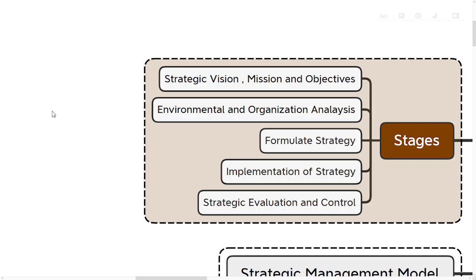Now there are details within these points. Strategic vision, mission and objectives we have already seen. In environmental and organizational analysis, this stage is a diagnostic phase of strategic analysis. It entails two types of analysis, environmental scanning and organizational analysis, the internal and external environment of a firm, consisting of economic, social, technological, market and other forces. The firm's external environment is dynamic and uncertain, so for that we do SWOT analysis.